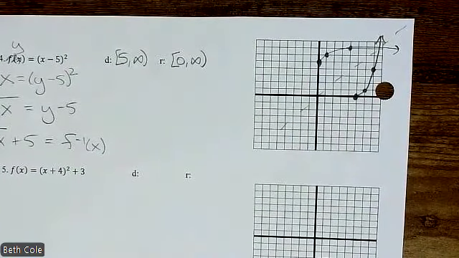You're just taking half of the graph. You can only have half of it at a time because if you do the whole thing, it's going to fail your vertical line test.